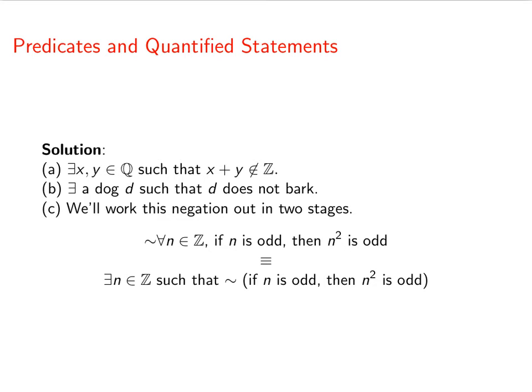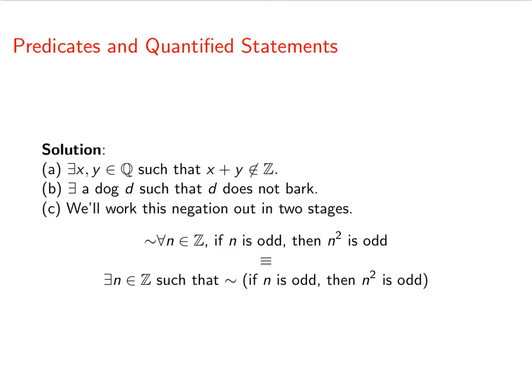Alright, so parts A and B are pretty straightforward. Part A turns into there exists x and y in the rationals such that x plus y is not an integer. So remember, you change a universal quantifier into an existential quantifier and then negate the inside.